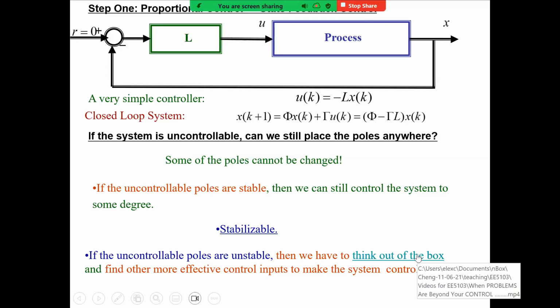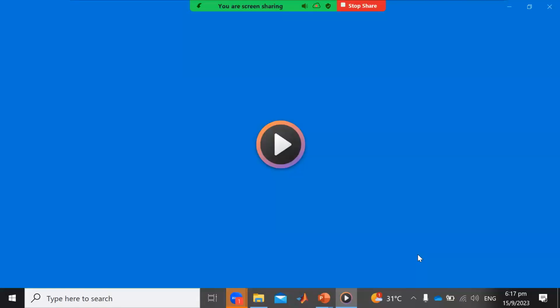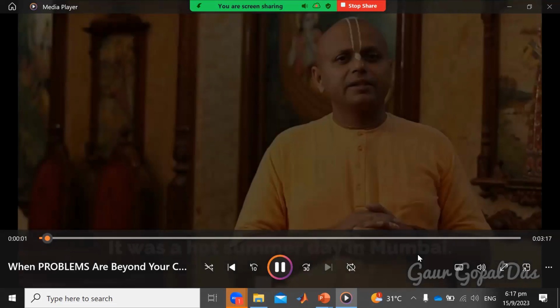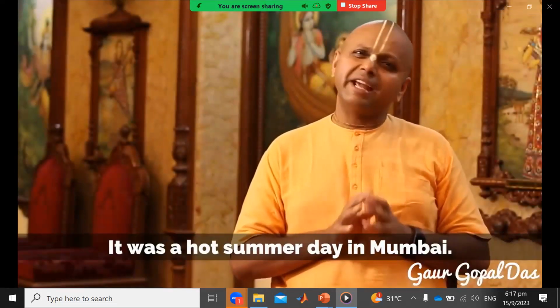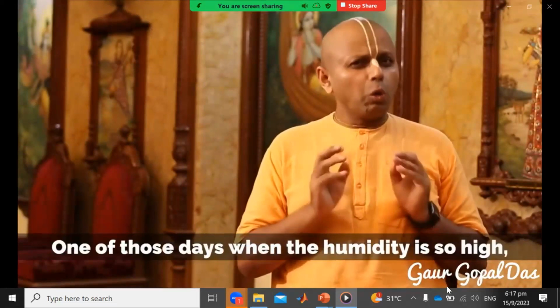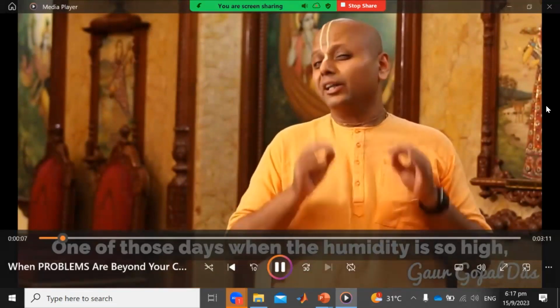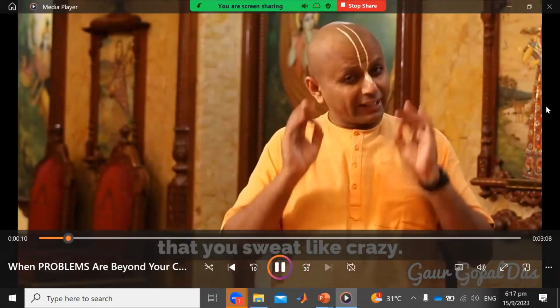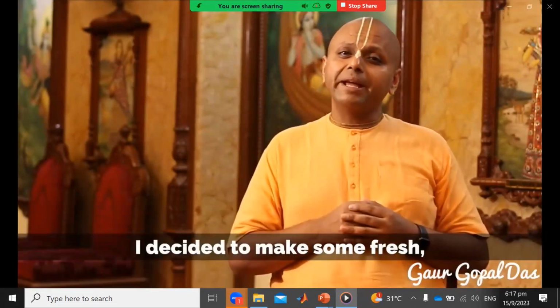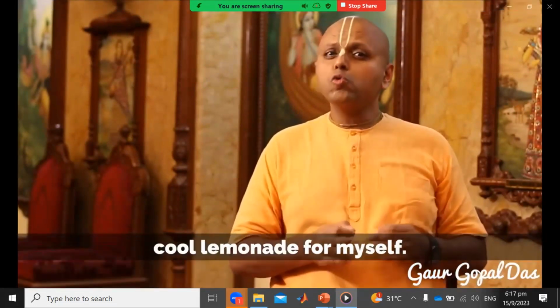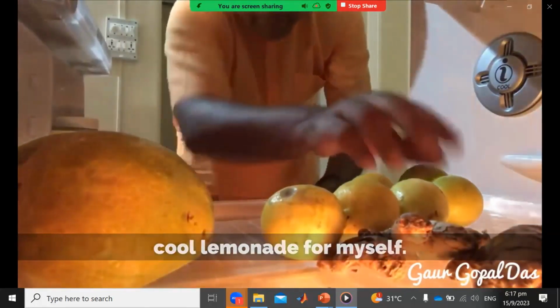Okay, here is a simple example to show the idea. You have to think out of the box to figure out our way out. It was a hot summer day in Mumbai. One of those days when the humidity is so high that you sweat like crazy. I decided to make some fresh, cool lemonade for myself.